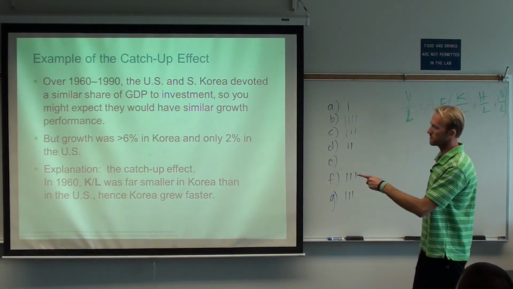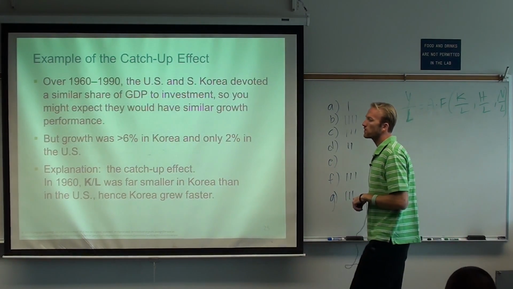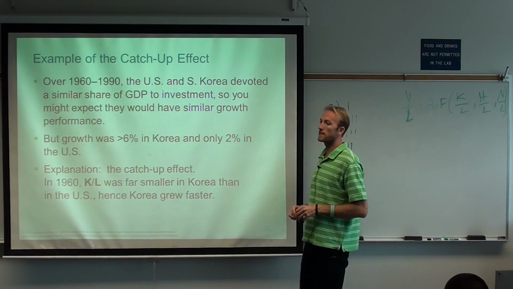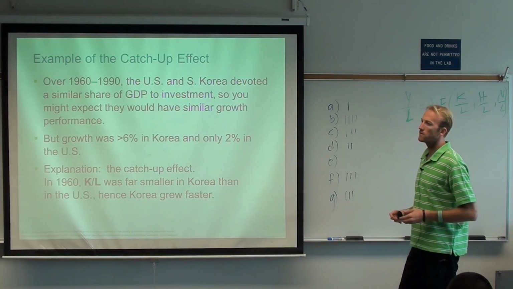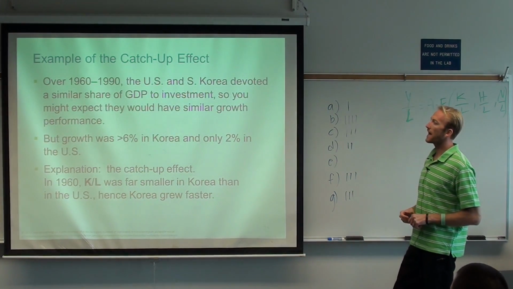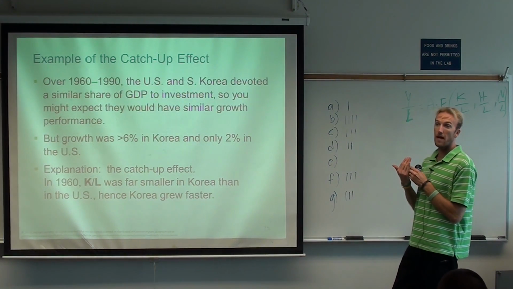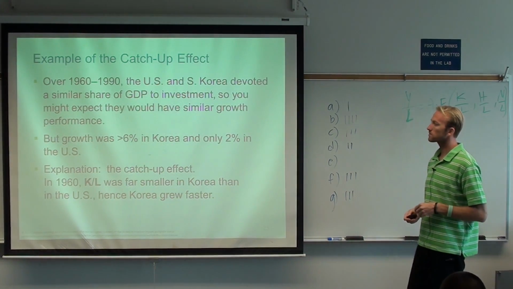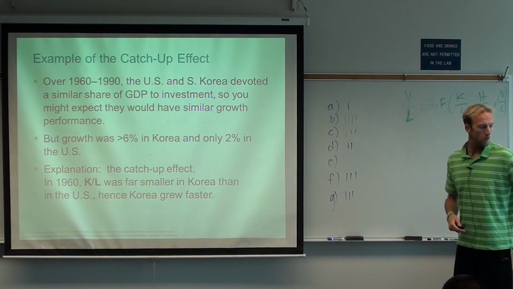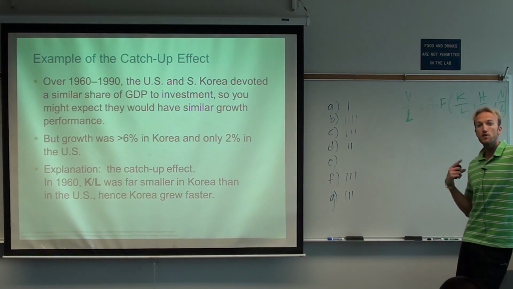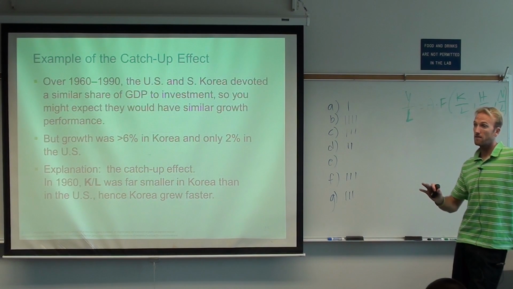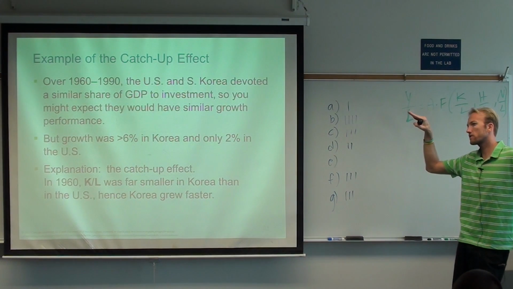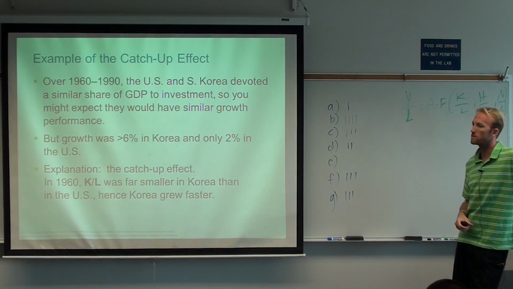Okay, so there's the idea. K over L, capital per worker, was far smaller in Korea than in the United States at the beginning. But then as Korea starts approaching the same level as the United States, it also starts slowing. So this kind of answers that question, saying generally the growth rate cannot be high forever, right? Once you get to a certain level of K over L, the curve starts getting flat and you stop growing quite as much.